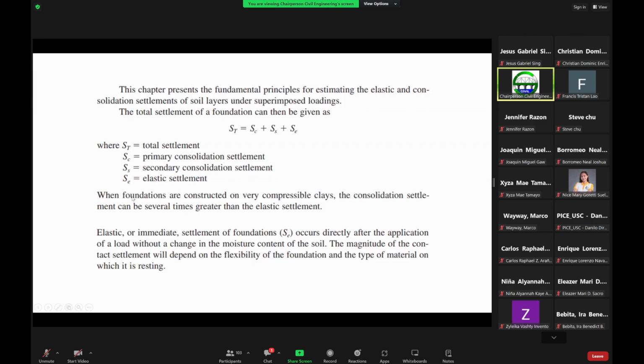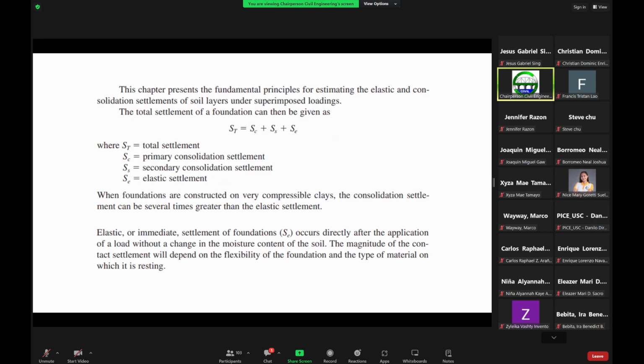Now, when foundations are constructed on very compressible clays, the consolidation settlement can be several times greater than the elastic settlement, which is quite true, based on our experience as well. So what Professor Das mentioned here in his book is also true based on what we have experienced when we prepare geotechnical reports.